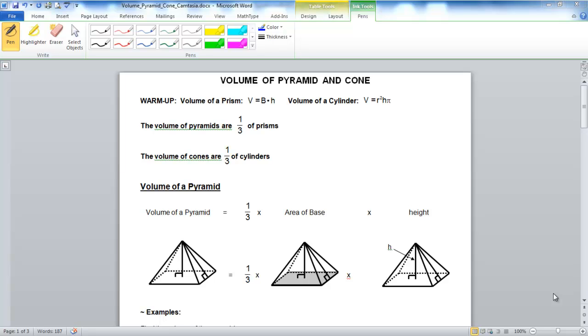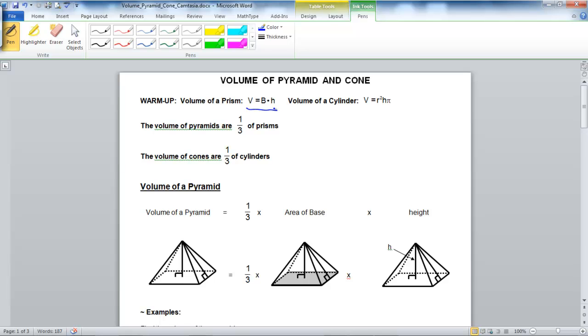Hi you guys, and welcome to today's lesson about volume of pyramids and cones. It's a little warm-up just to refresh your memory. The volume of a prism is the area of the base times the height we have right there.